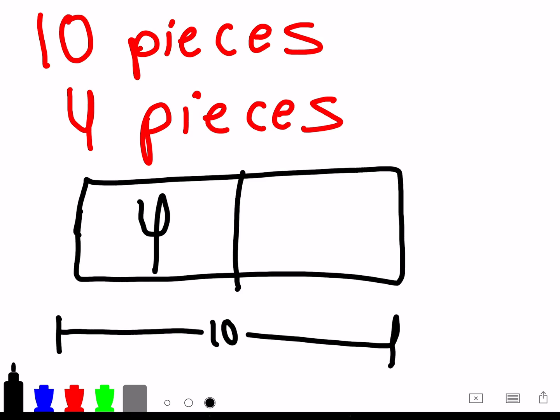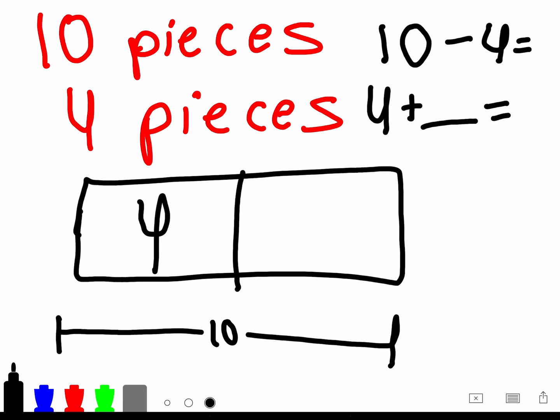Remember, we started out with 10 and lost 4, so that's going to be our missing piece. Or you can write it as 4 plus blank equals 10, because we're trying to figure out this missing piece of candy. How many pieces of candy do we have left?